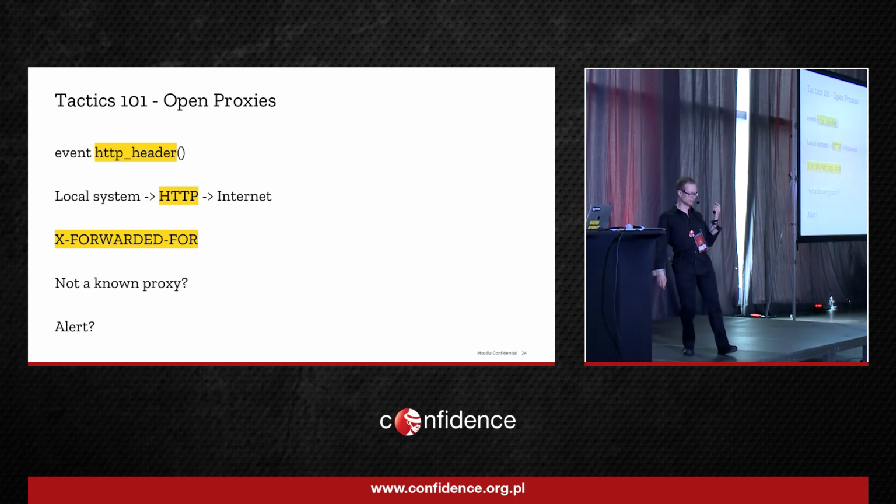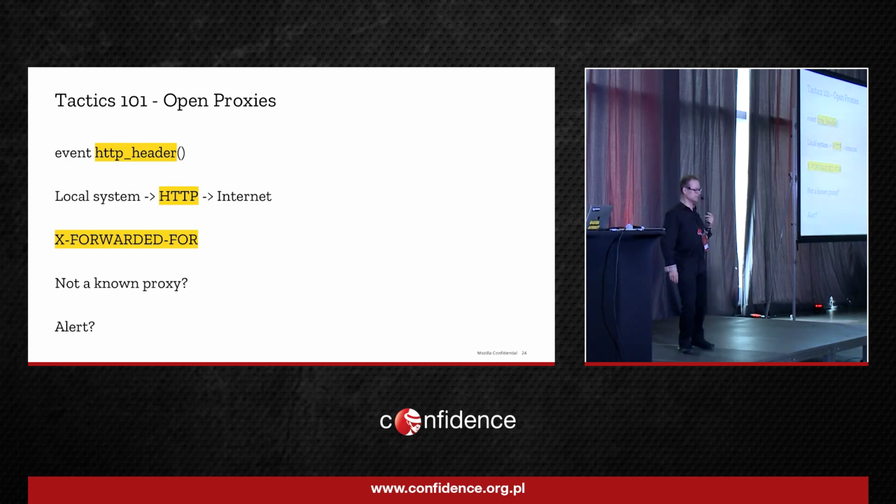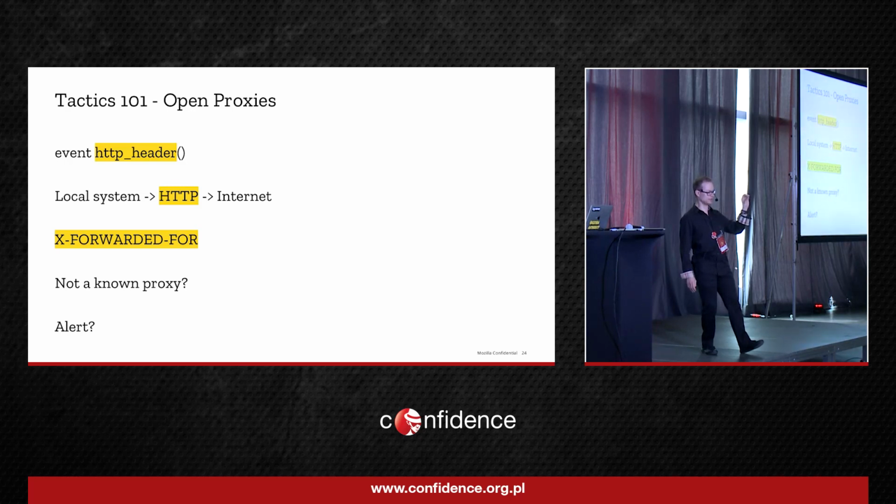Let's say the event HTTP header has been triggered, and I want to detect something like an open proxy in my network. We have huge proxies, people install various things, and I want to be able to say that someone started a new, let's say, Squid server that I don't know about. So I look for a local system reaching out to the internet. This local system has somewhere in the HTTP session the X-Forwarded-For header, and this system is not on my whitelist of known proxies. And I want to know about it.